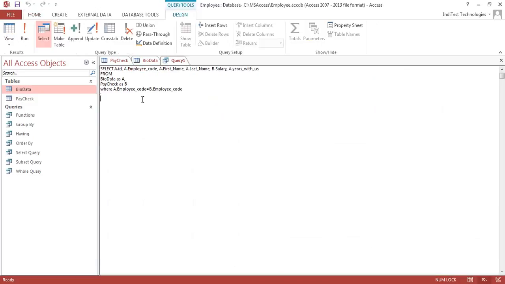So this is all about the inner join syntax in MS Access SQL. In the next session, we're going to move on to the left outer join.